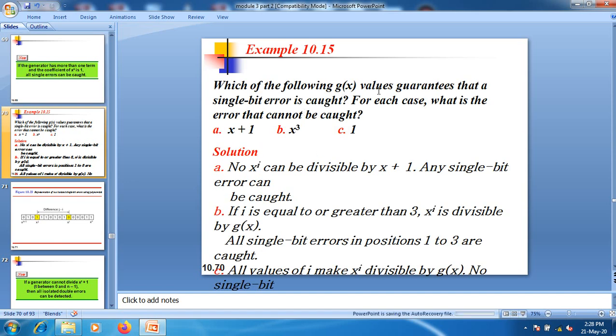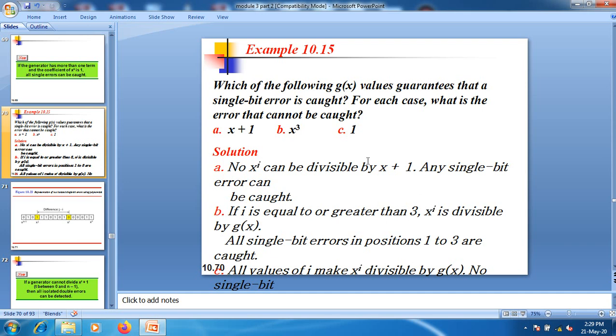Which of the following g of x values guarantees that a single bit error is caught? For each case, what is the error that cannot be caught here? x to the power 1, that is the first one, x to the power 3, the third one is 1 here. When it comes to the first one, no x to the power i can be divisible by x plus 1 here. Any single bit error can be caught. When it comes to this particular generator, if the i value is equal to or greater than 3, in that case x to the power i is divisible by g of x. In that case we may not be able to detect these errors.